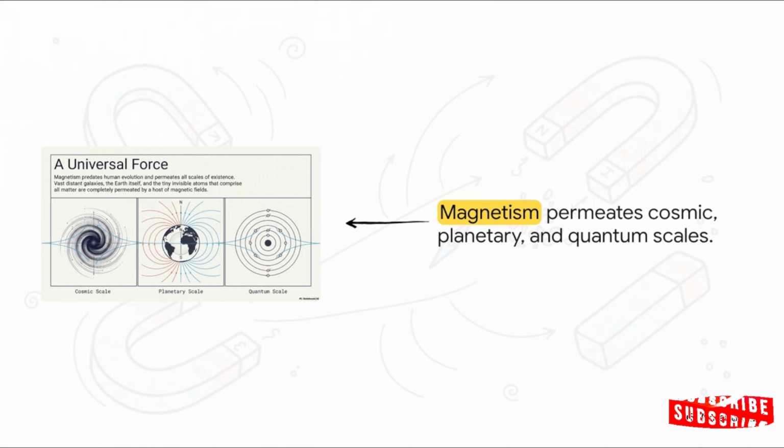We're talking about vast, distant galaxies swirling in magnetic fields that predate human evolution entirely. Then, zooming into the planetary scale, the Earth itself is wrapped in this giant protective magnetic shield. And all the way down at the quantum scale, the tiny, invisible atoms making up everything around us, they are fundamentally magnetic too. It's just this beautiful, unbroken chain of force from the unimaginably large to the unimaginably small.